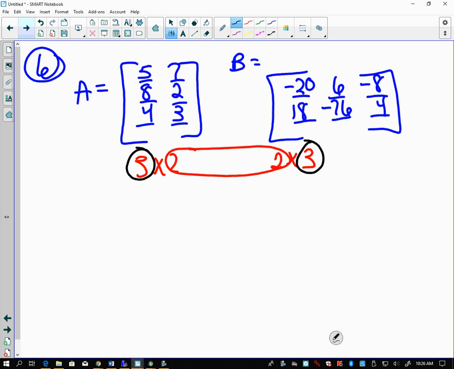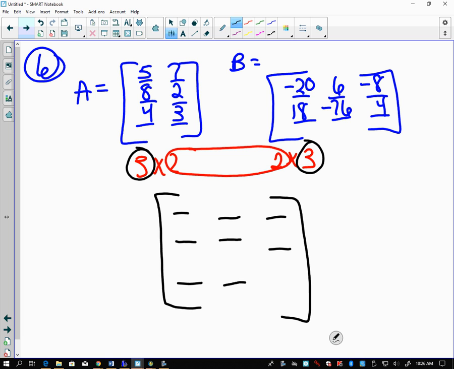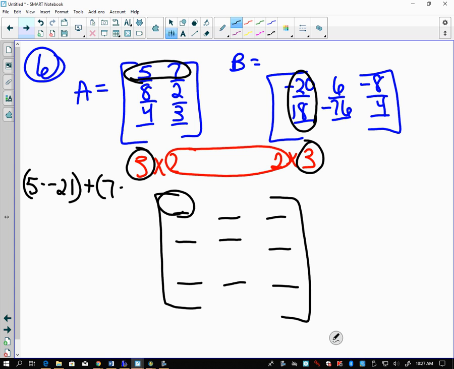3 by 3. So I'm going to come down here and make this 3 by 3 matrix. Now, you might do this in a calculator to check your answer, but what I'm going to do is look at this spot right here. That is first row, first column, right? So the math I'm doing to get that number is 5 times negative 20 plus 7 times 18.